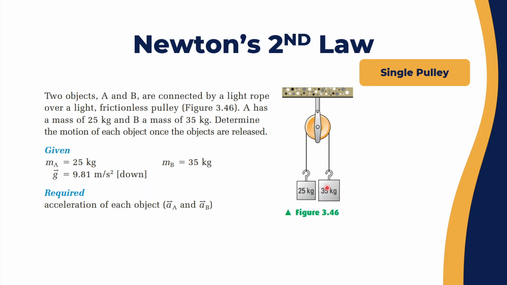In this case, A has a mass of 25 kilograms, B has a mass of 35 kilograms. Determine the motion of each object once the object is released. What is given here? We have the mass for A and mass for B, and we have the gravitational acceleration of 9.8 meters per second squared down. Find the acceleration of each object.